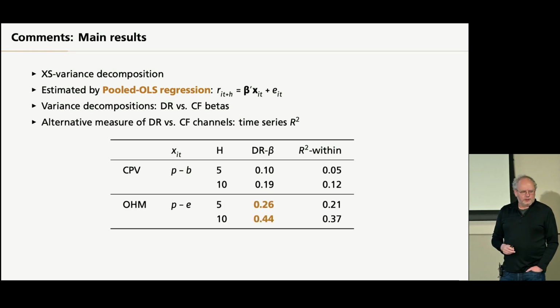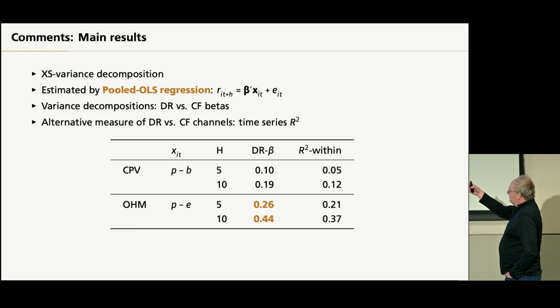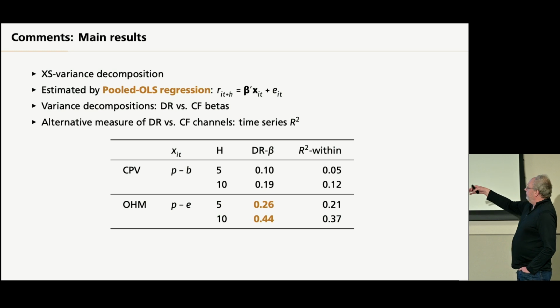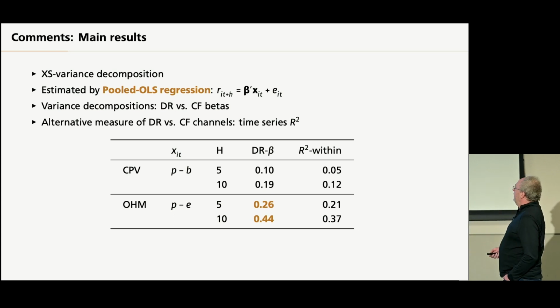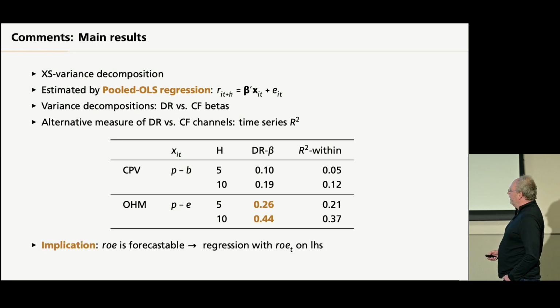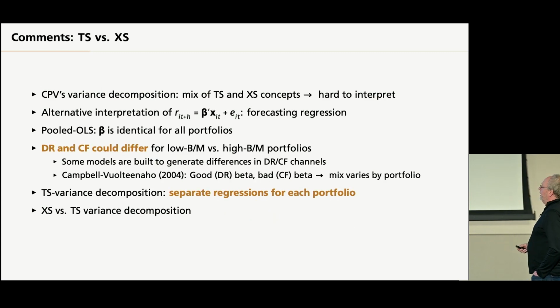What Sean and his co-authors do is they use the price-to-earnings ratio instead of the price-to-book ratio. And they find very different results. The discount rate betas are much larger, right? As are the implied R squares out of the pooled regression. These are totally consistent, right? This says that if you use the price-to-earnings ratio, you find a higher share of discount rate news. The implication is this can only be, as Sean said, if the ROE is forecastable. So it would be nice to have these results with the ROE as well.